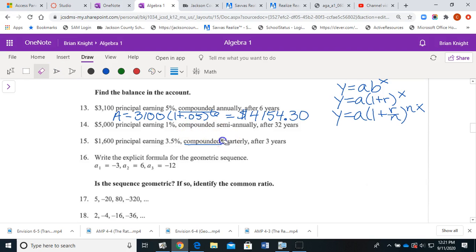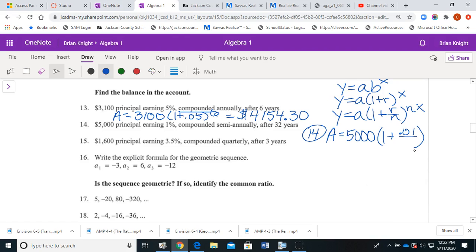14 and 15. We have to use the compounded ones. I'm gonna put 14 over here so I have a little more room. How much is our principal? 5,000. So 5,000 times 1 plus 0.01 over how many times are we compounding it? What does semi-annually mean? Twice. If it said monthly, what would that be? 12. If it said weekly? 52. There's 52 weeks in a year.